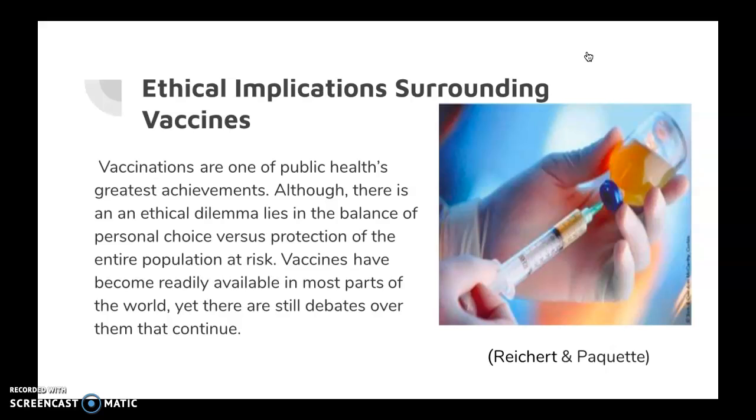Ethical implications surrounding vaccines. Although vaccinations are one of public health's greatest achievements, there is an ethical dilemma that lies in the balance of personal choice versus protection of the entire population at risk. Over the years, vaccines have become more readily available in most parts of the world, yet there are still debates over vaccines that continue.